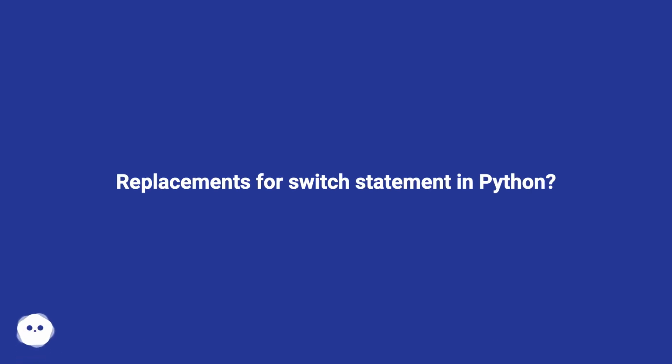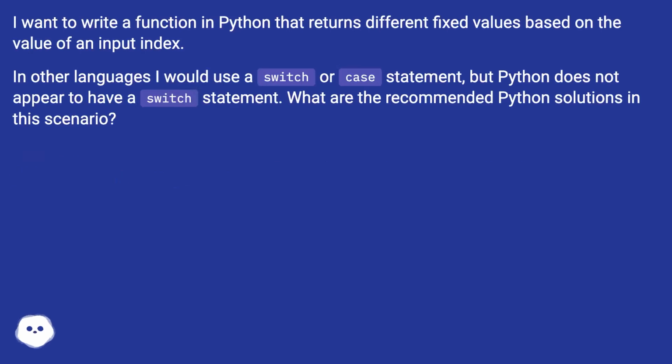Replacements for switch statement in Python. I want to write a function in Python that returns different fixed values based on the value of an input index. In other languages I would use a switch or case statement, but Python does not appear to have a switch statement. What are the recommended Python solutions in this scenario?